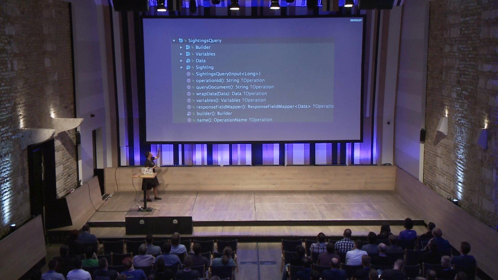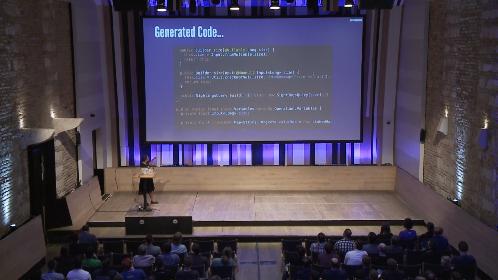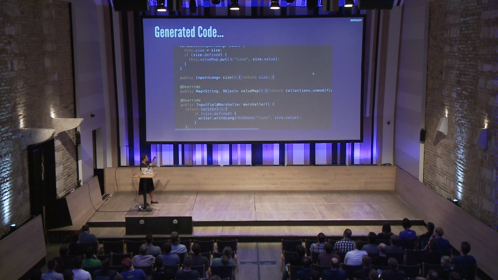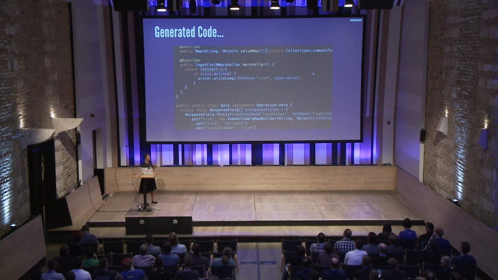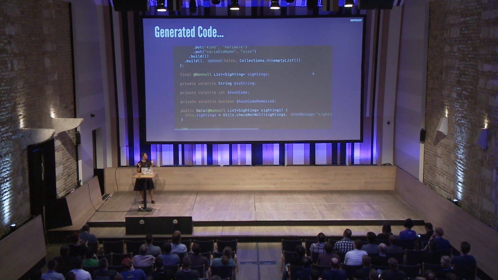So here's an example of one of the files that's generated, and it uses the operation name, so SightingsQuery, and then inside of it you see these nested classes that I just spoke about. So the builder, the variables, the data, and a sighting. And if you take a peek inside this particular piece of code, then you'll see that there's this builder class, and inside the builder, we have some maps of objects, and it's going back and forth doing all of this marshalling for us. So we don't have to handle any of it, even though it is written in Java.